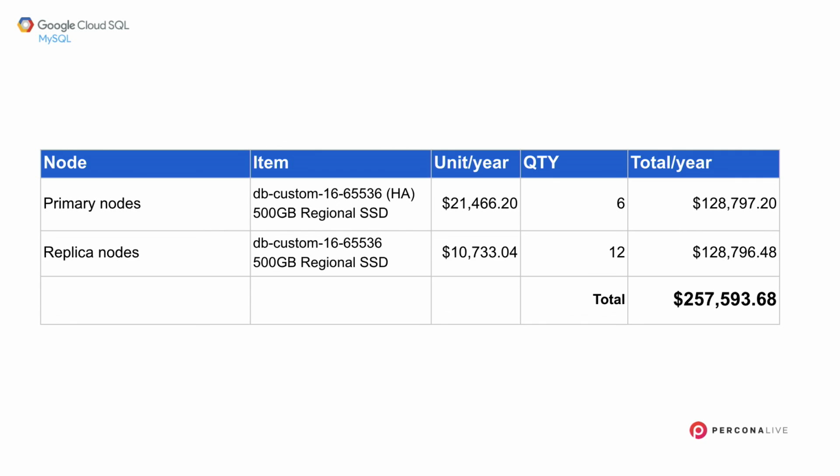So if you look at Google Cloud, you need 6 primaries in highly available mode and 12 replicas. The total that you're going to get from that with the standard instances is around $250,000 for this kind of setup: 6 microservices with this type of MySQL clusters.